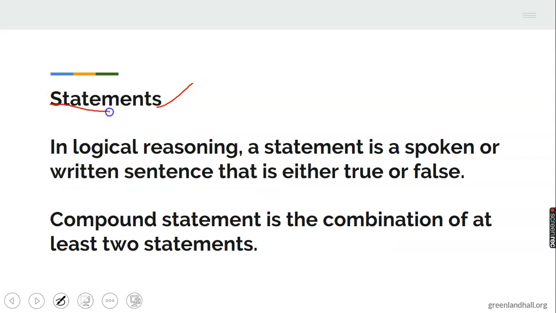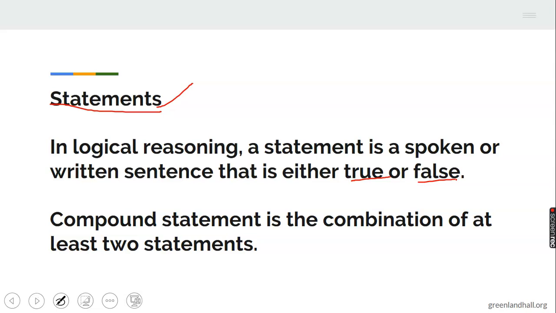Statements. In logical reasoning, a statement is a spoken or written sentence that is either true or false. That's what we mean by statement here.